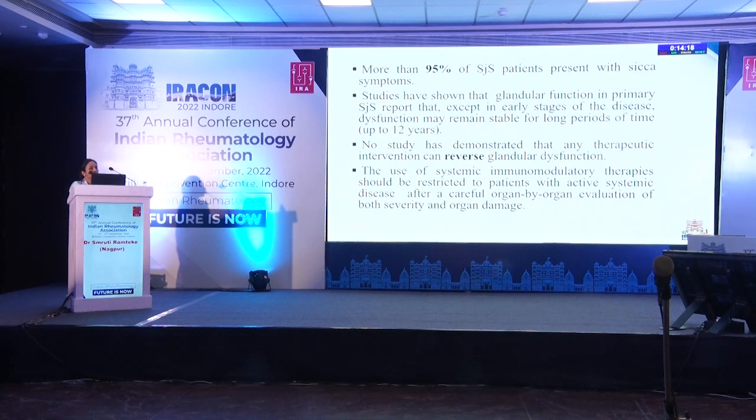More than 95% of our patients present with sicca symptoms. Studies have shown that glandular function in primary Sjogren's, except in the early stages of the disease, may remain stable for long periods of time, up to 12 years. No study has demonstrated that any therapeutic intervention can reverse glandular dysfunction. And the use of systemic immunomodulatory therapy should be restricted to patients with active systemic disease, only after a careful organ-by-organ evaluation of both severity and organ damage.